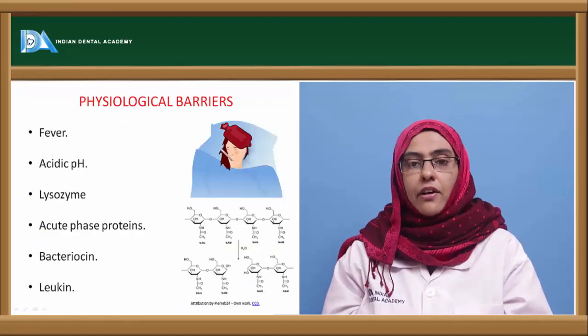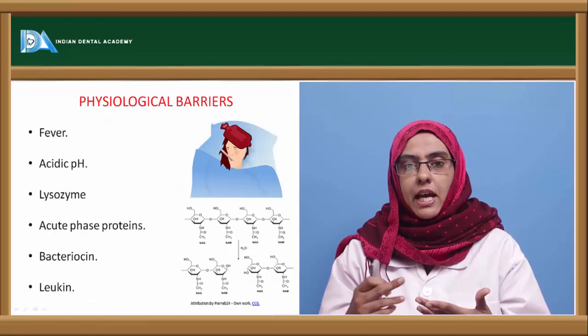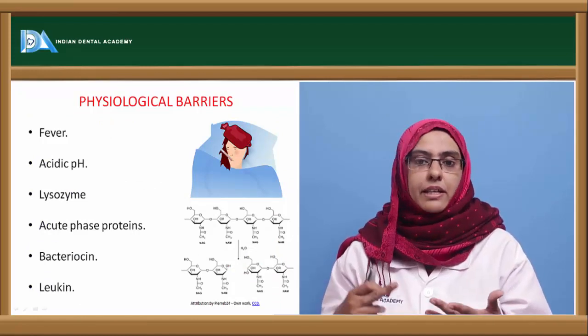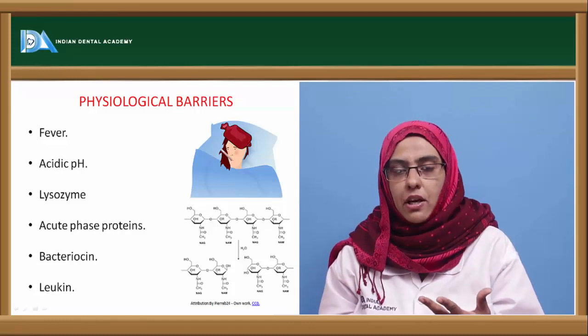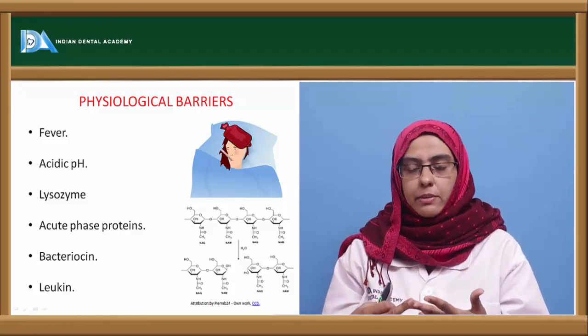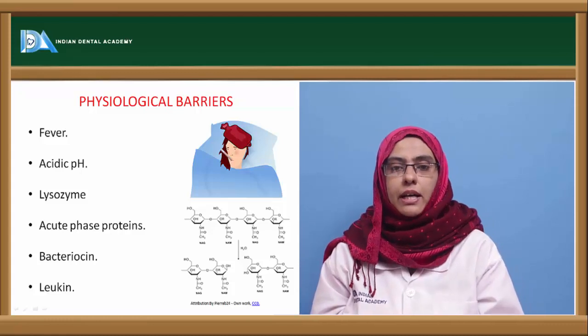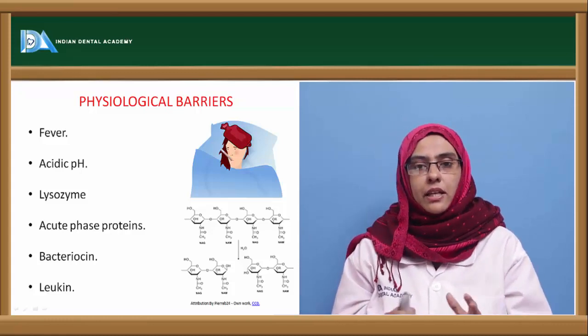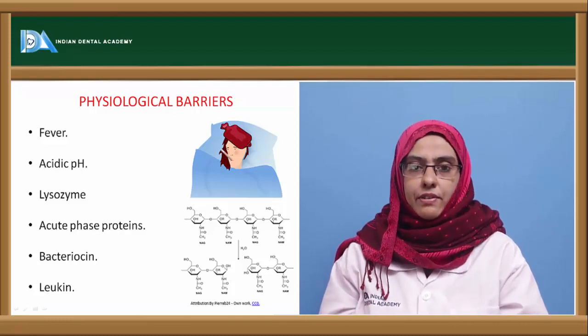Next, coming to the physiological barriers. As discussed, there are four barriers: anatomical barriers, physiological barriers, phagocytosis, and ultimately the inflammatory response that will eliminate the organism. So now, coming to the physiological barriers. The physiological barriers include all kinds of chemical substances produced by the human body to prevent infection. The first is fever.